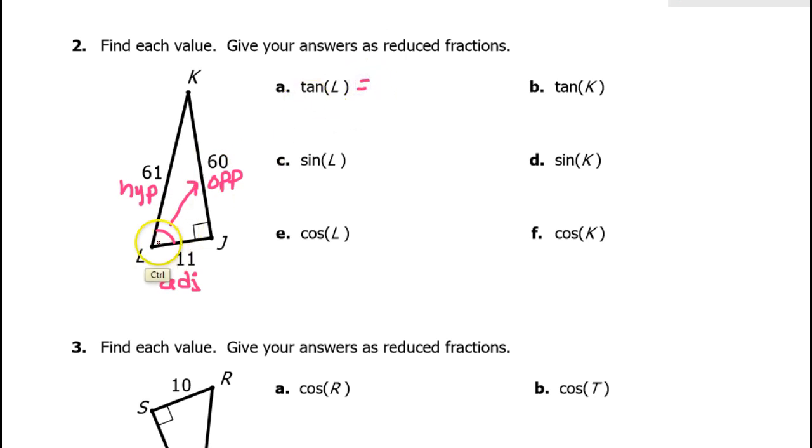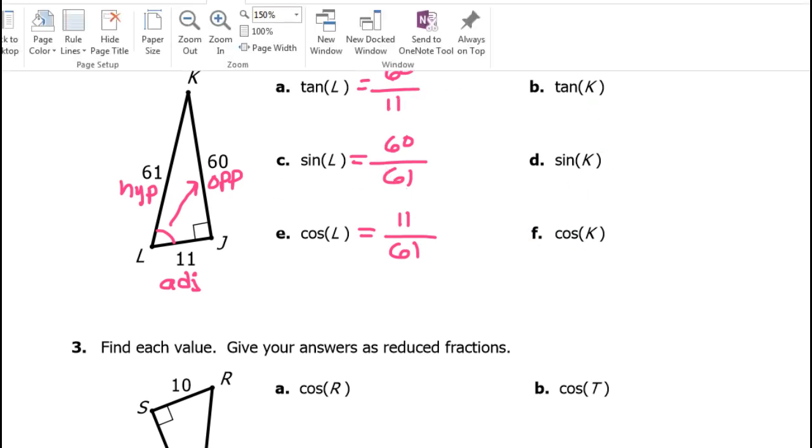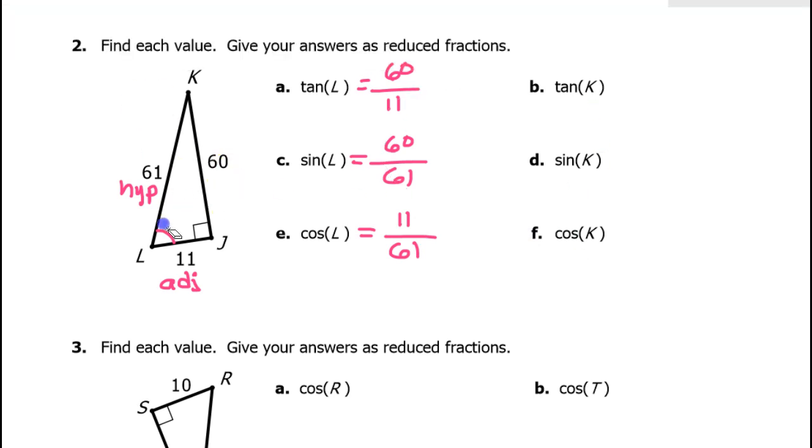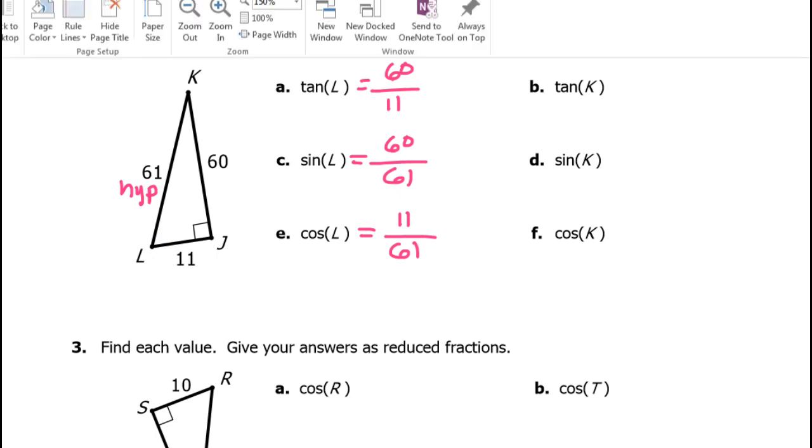Now tangent is defined as opposite over adjacent. So the tangent of L will be 60 over 11. Sine is opposite over hypotenuse, so that would be 60 over 61. Cosine is adjacent over hypotenuse, so that's 11 over 61. Now we need to talk about angle K, so we need to change our perspective.